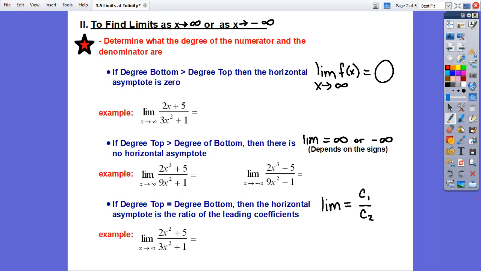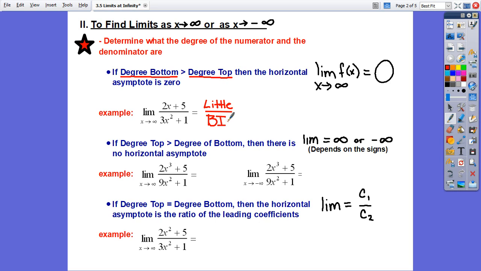The reason is that whatever the largest degree term is dominates the behavior of that part of the function. So if the degree of the top is 2 and the degree of the bottom is 3, we can determine which one's growing faster than the other, the top or the bottom, or whether they are growing at a relatively similar pace. So that's what we do with the degrees. So number 1, if the degree of the bottom is bigger than the degree of the top, what you have is a little top and a big bottom.